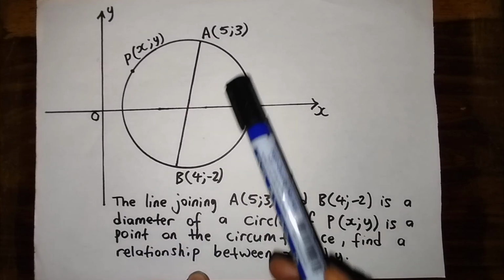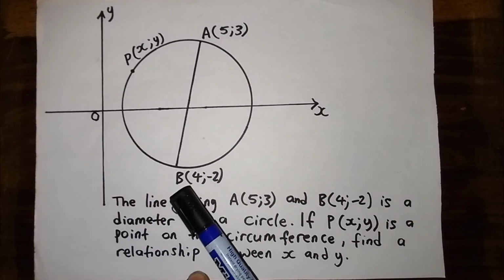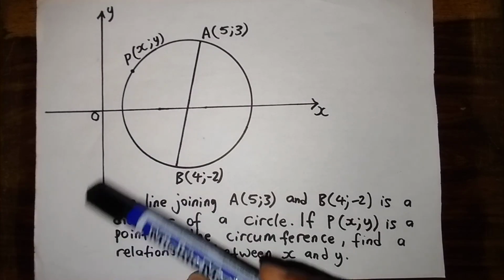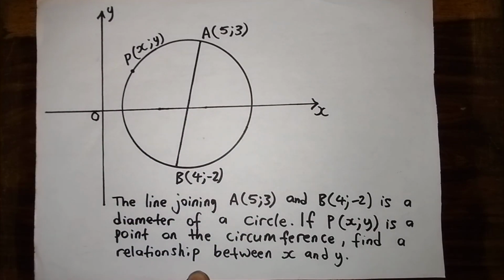So this point A is (5, 3), point B has coordinates (4, -2), and point P has coordinates (x, y). To find a relationship between x and y, we are going to apply coordinate geometry and a certain circle theorem.